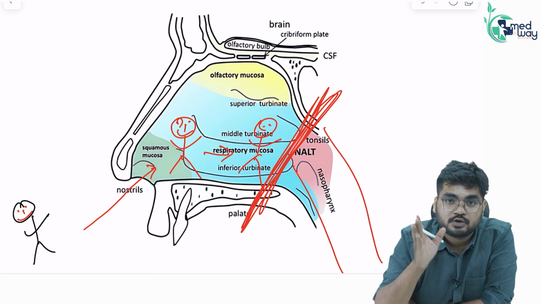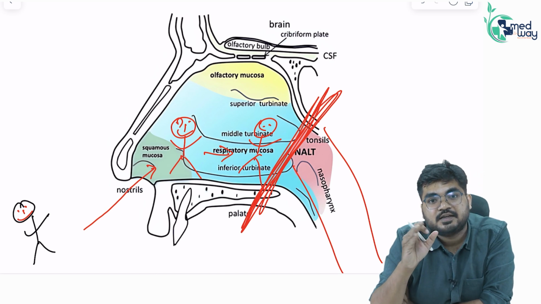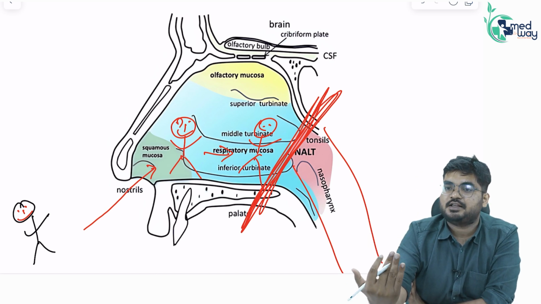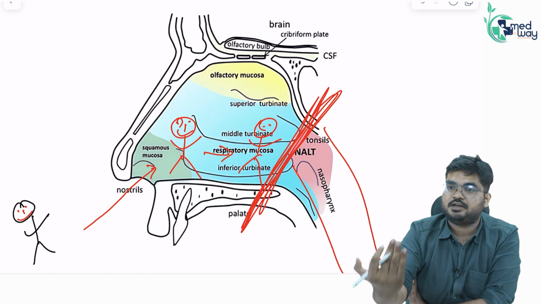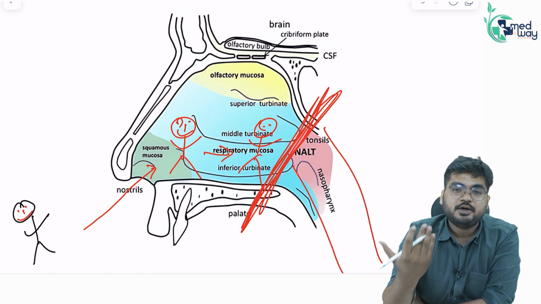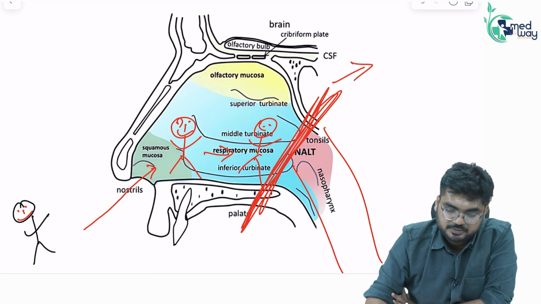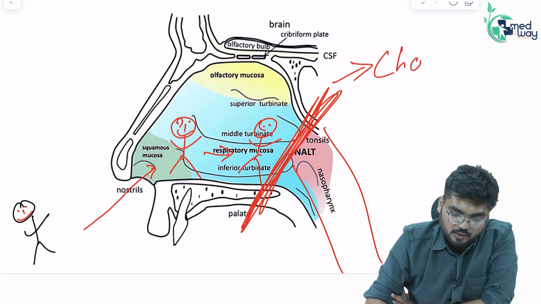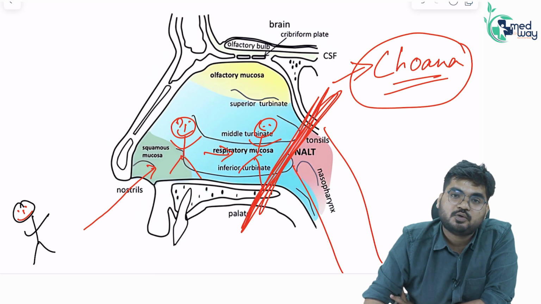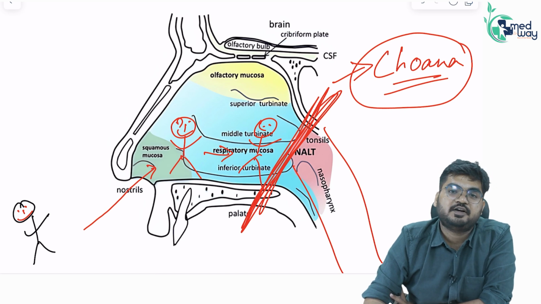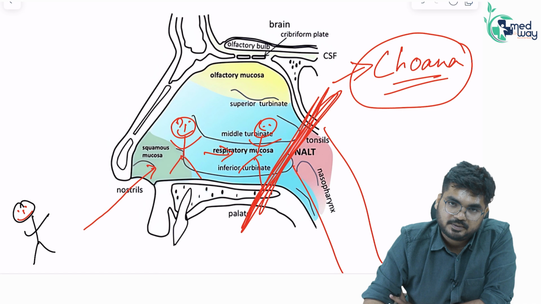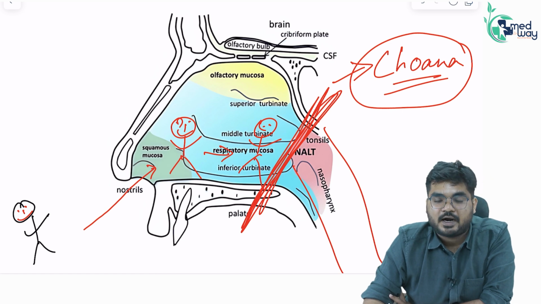The junction or the point where nasal cavity ends and nasopharynx starts. Nasal cavity goes like this. We breathe air, it goes like this. A point or a junction where the nasal cavity ends and the nasopharynx starts, this junction is basically called choana. Remember what is choana? Choana is a junction between the nasal cavity and the nasopharynx, or it is a point where the nasal cavity ends and the nasopharynx starts. This you have to remember.